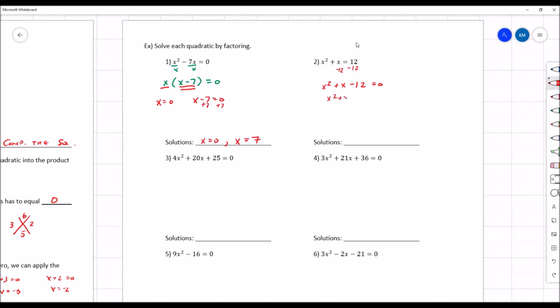X squared plus x, nope, I said add 12 to both sides. Why am I saying that? Okay, so now that we have that there, we are going to erase that.